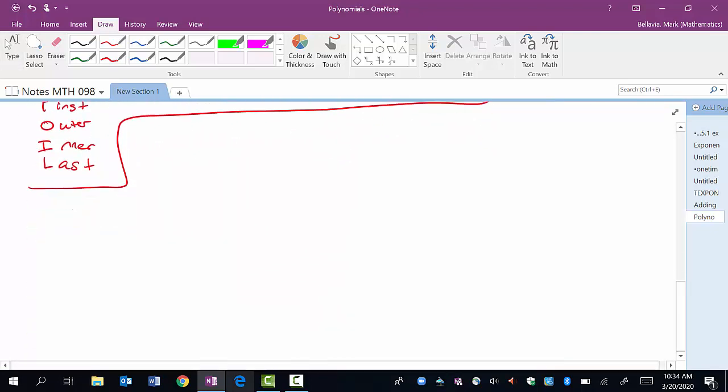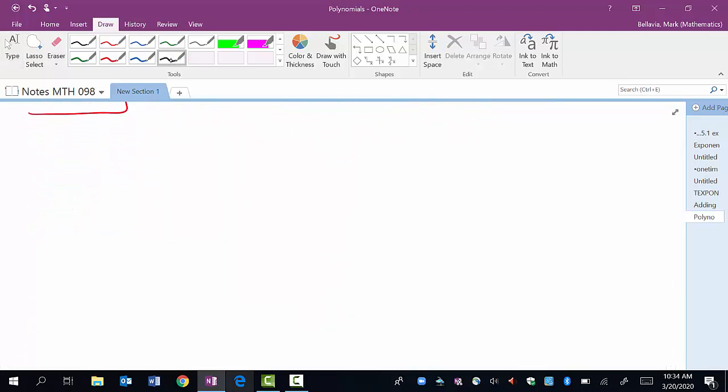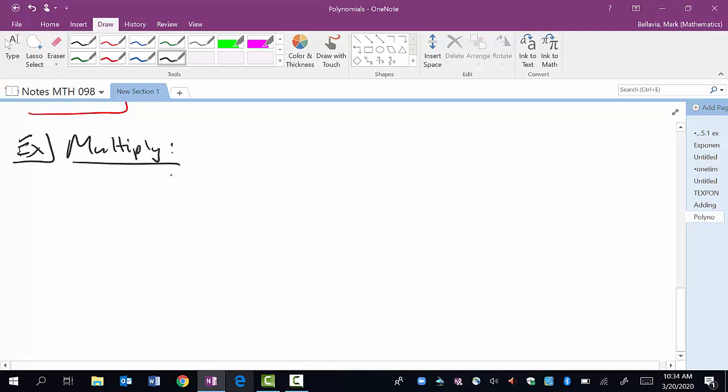Let's take a look at some examples. So again, the directions might say multiply, it might say perform the indicated operation. You know it's multiplication because they're written in parentheses next to each other. For this first one, if I said 4x minus 3 times in parentheses x plus 2, we're going to have a binomial times a binomial, so that tells us we're going to FOIL. Remember, be systematic. So this is our first.